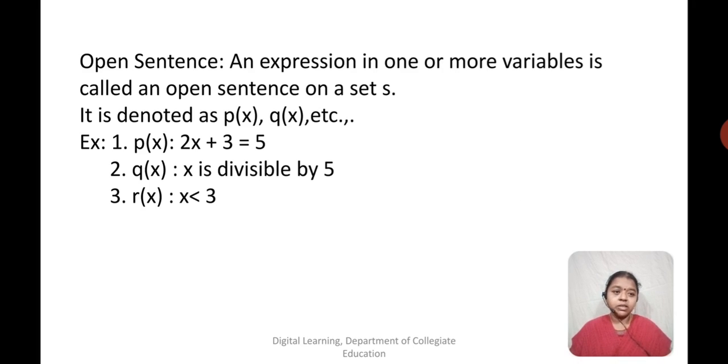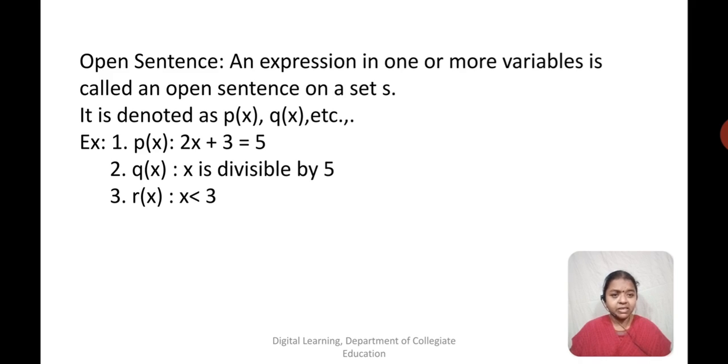Okay, now let's see what an open sentence is. An expression in one or more variables is called an open sentence on a set S. We will be considering a set S, and we are going to write an expression in one or more variables. Just remember from now on, whenever we say propositions, they will be in small letters p, q, r, s and so on. Whenever I say open sentence, it should have a variable. So this will be denoted by P(x), Q(x) and so on.